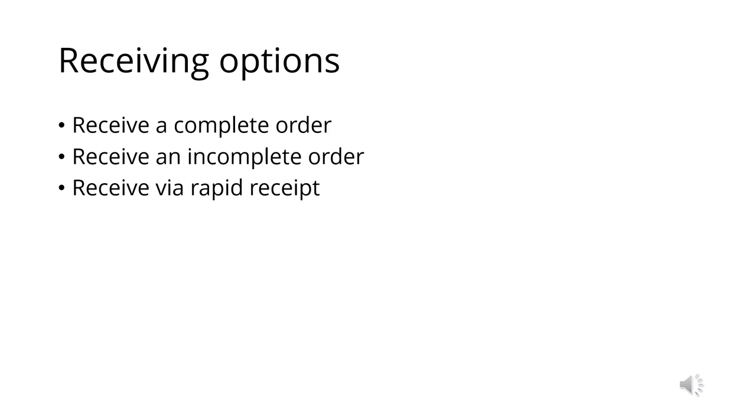Polaris offers multiple ways to receive materials to accommodate various ordering and receiving workflows. In this video, we'll talk about how to receive a complete purchase order, how to receive an incomplete purchase order, and how to receive and invoice materials via rapid receipt. Methods for receiving EDI materials will be reviewed in a separate video.